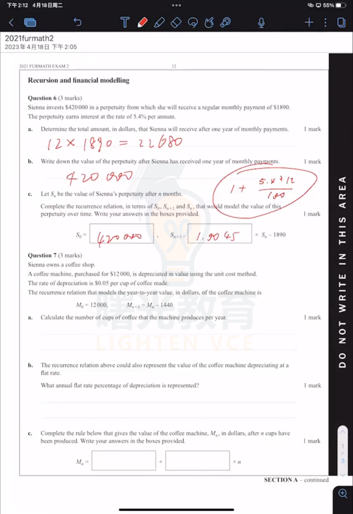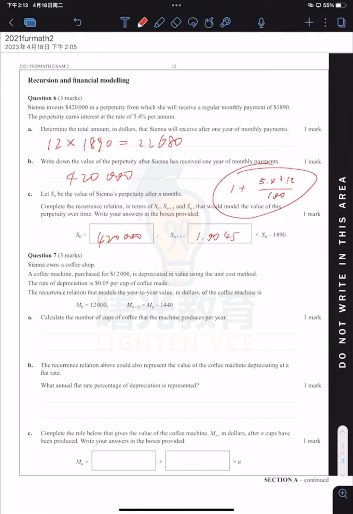All right. Next one. Sienna owns a coffee shop. A coffee machine purchased for $12,000 is depreciated in value using the unit cost method. The rate of depreciation is $0.05 per cup of coffee made. The recurrence relation that models the year-to-year value in dollars of the coffee machine is given below. Now, calculate the number of cups of coffee that the machine produces per year.